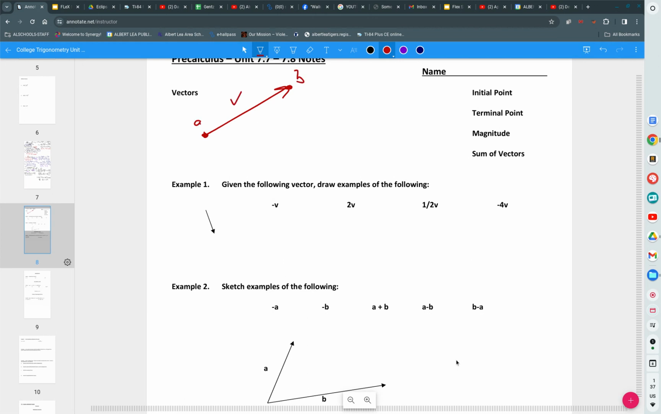Vector, we'll call it vector V. It goes from A to B. It has an initial point, which we'll call point A, that's where it starts, and has a terminal point, point B, that's where it ends. The magnitude of a vector is its length.